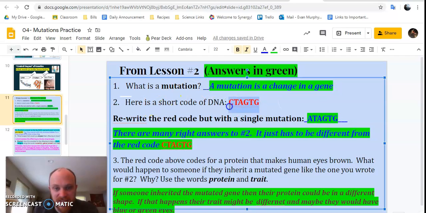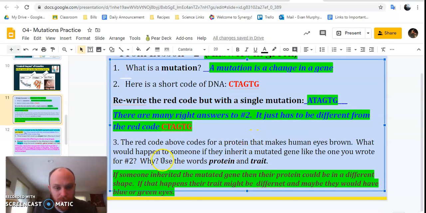A mutation is a change in a gene. It's letters like this. This could be a short piece of DNA. And I asked you to rewrite them last week from lesson number 2. And here's an example of how you could rewrite them. I just changed one letter. And as long as you don't have the exact same 6 letters, it is a mutation, because it's just a difference. As you're copying, you make a little mistake.